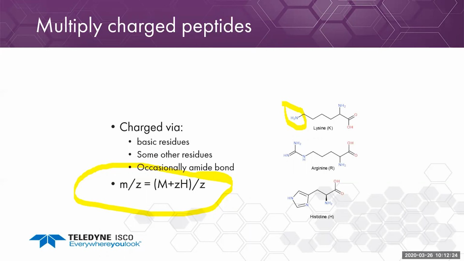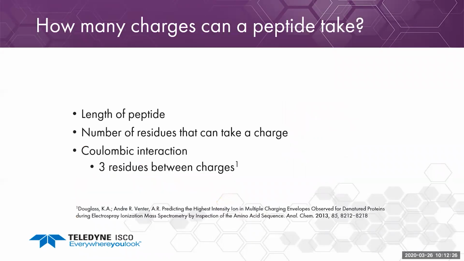Now, how many charges can we put on? It really depends on the length of the peptide, the number of residues that can take a charge. Not every residue can. Also, this paper down over here suggests that you need 3 residues between a charge. So you can't have, say, 2 basic groups right next to one another and put a proton on both of those.